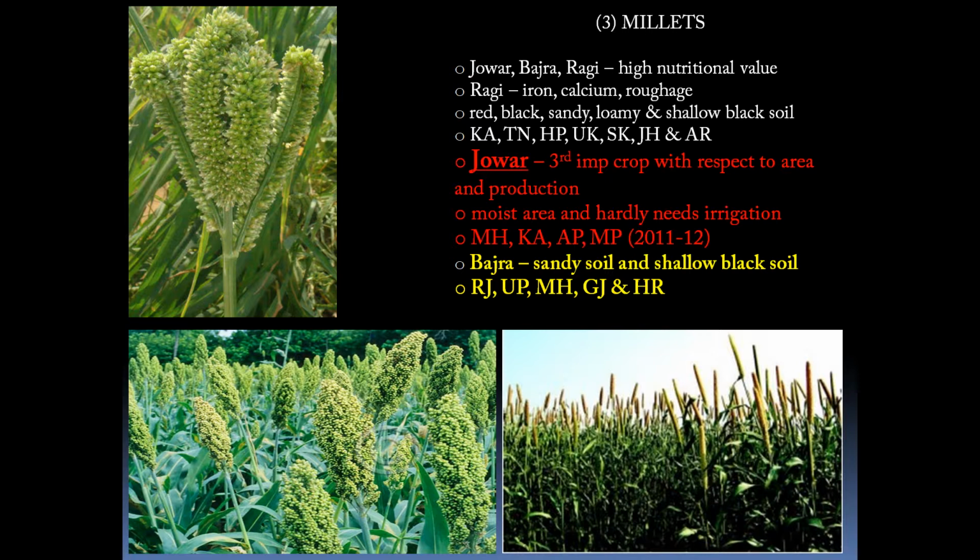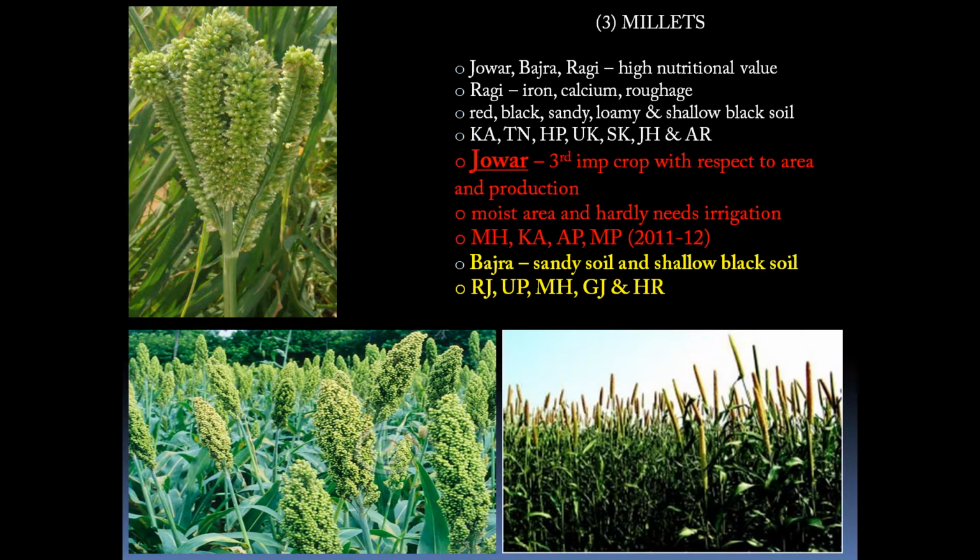Jowar, bajra, ragi, they hold high nutritional value. Ragi is high in iron, calcium, and roughage. It requires red, black, sandy, loamy, and shallow black soil. If it is there, then you can cultivate in such kind of land. Okay. So Karnataka, Tamil Nadu, Himachal Pradesh, Uttarakhand, then Sikkim, Jharkhand, and Arunachal Pradesh. So these states are pioneers in cultivating ragi.